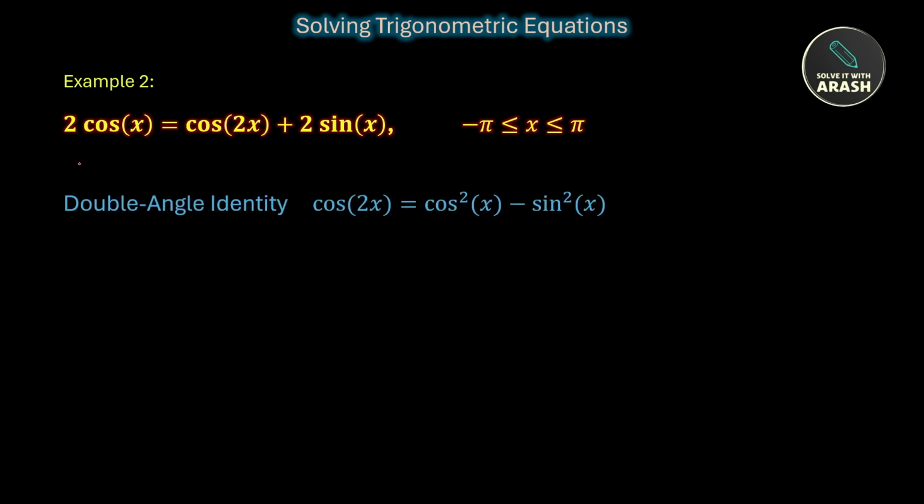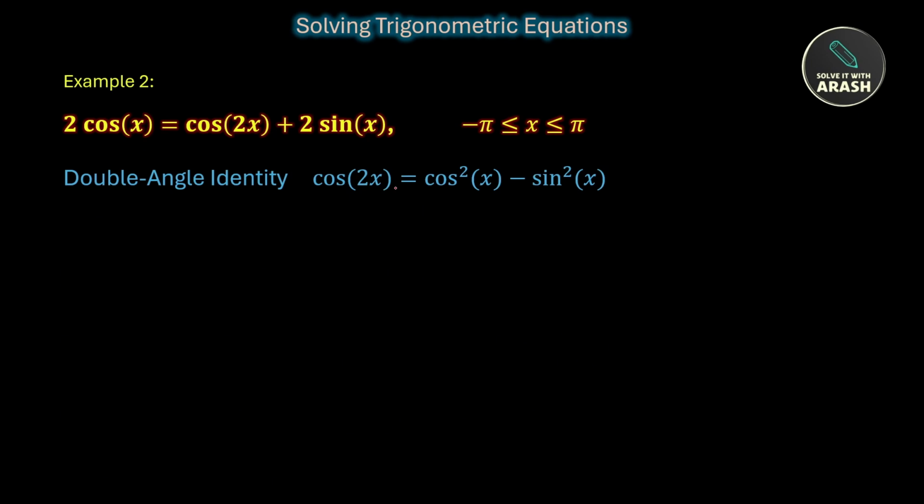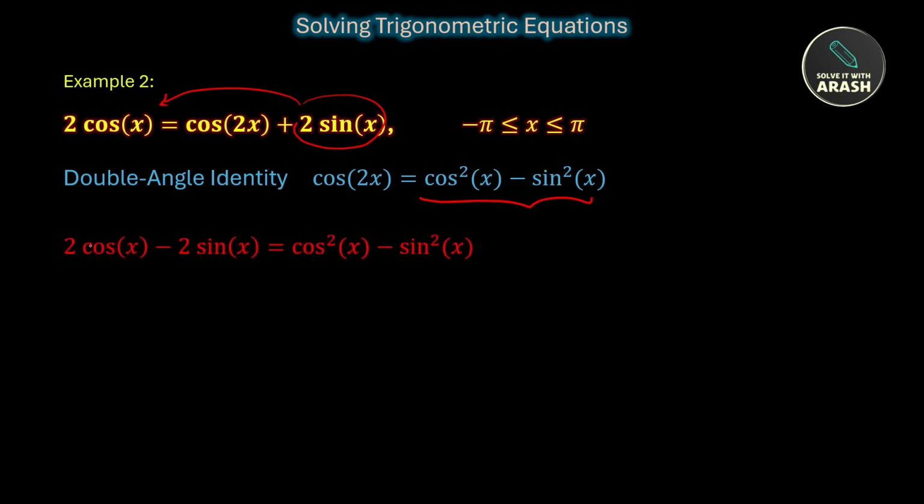I'm going to use the double angle identity, where cosine of 2x equals cosine squared of x minus sine squared of x. So I'm going to replace cosine of 2x with this expression. Also, I would like to move this term to the left side of the equation. So we're going to have 2 cosine of x minus 2 sine of x equals cosine squared of x minus sine squared of x.